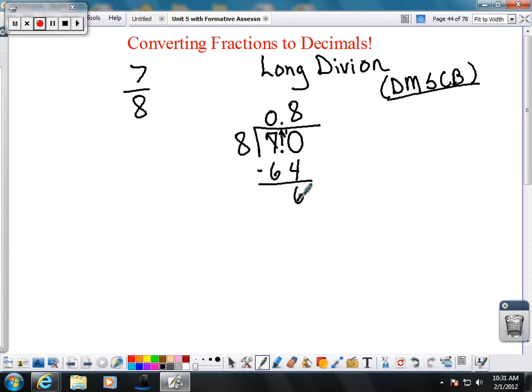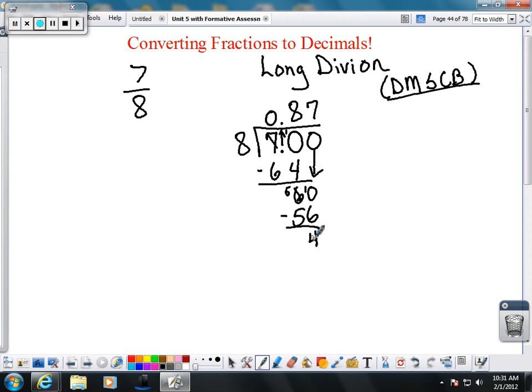So now that I've compared, I add a 0, bring it down. 8 goes into 60. How many times? 7 times. 7 times 8 is 56. And I subtract again. I'm going through my order here. And I do this and compare and borrow and bring this over, make that a 5. And 10 minus 6 is 4.